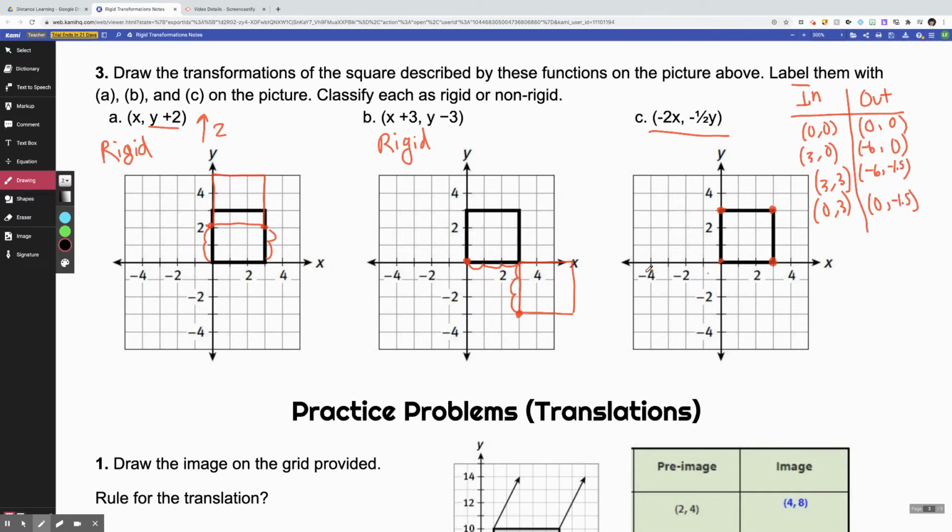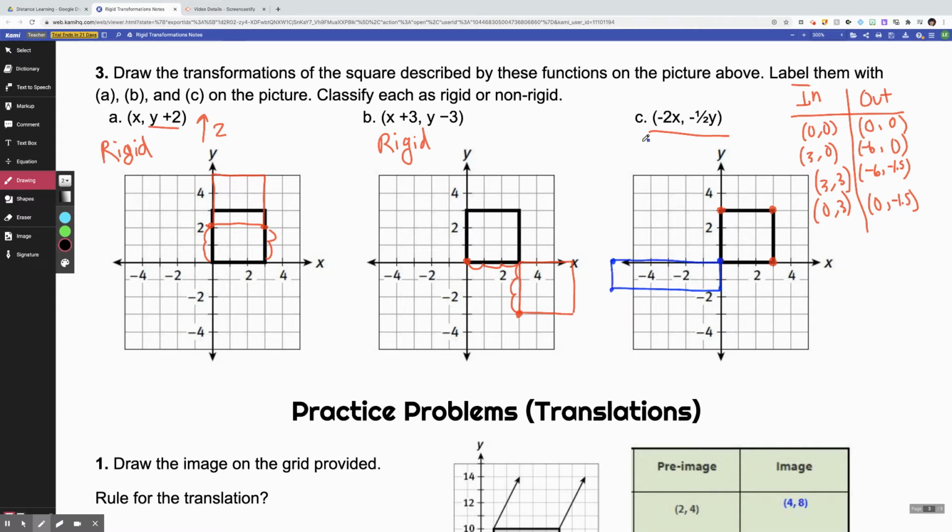So if I plot these new points here, I'm going to change my color. Okay, so I have the point 0, 0, which is right here, the point -6, 0, which is like way out here, the point -6, -1.5, which is like right here, and then the point 0, -1.5. So this is my new shape right here.